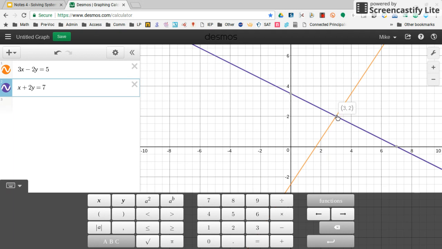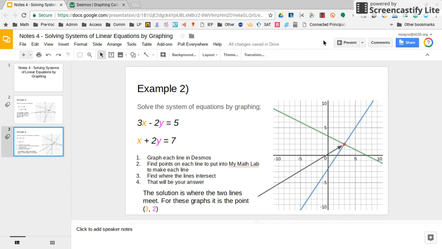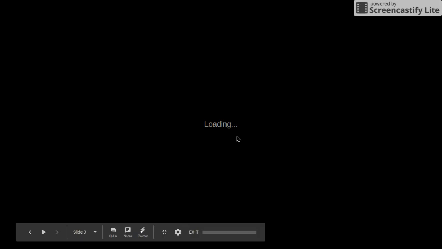What I need to show you right now is what MyMathLab looks like, because we know the solution for this system of equations is (3, 2). However, that doesn't help us for the beginning part of MyMathLab, because as you know, MyMathLab really likes it when you graph. So I'm going to come back here and we're going to finish up the rest of these notes. Then at the end of this video, I'm going to show you how to answer these in MyMathLab.